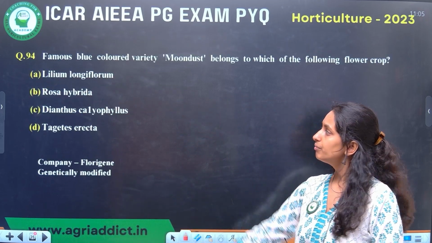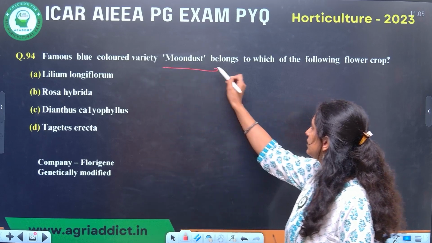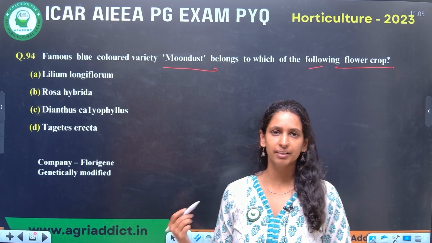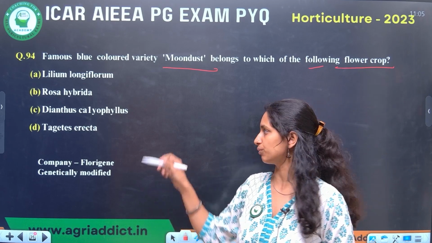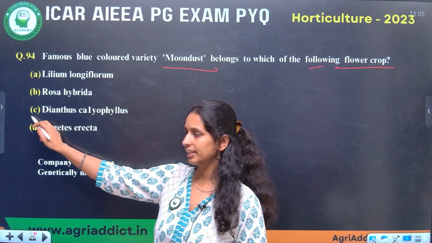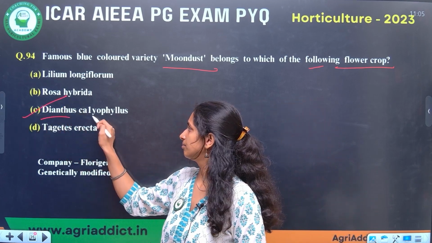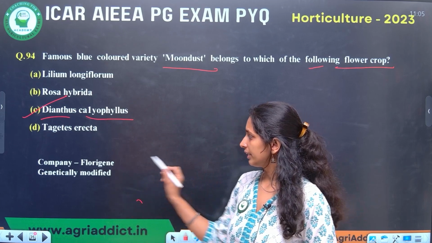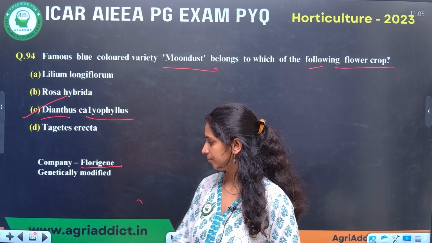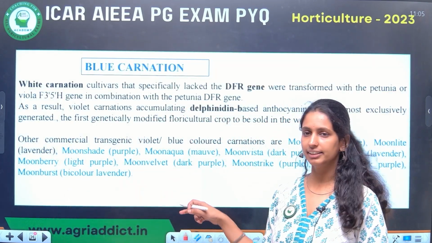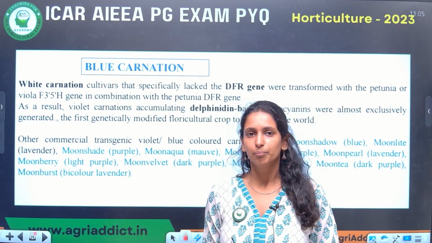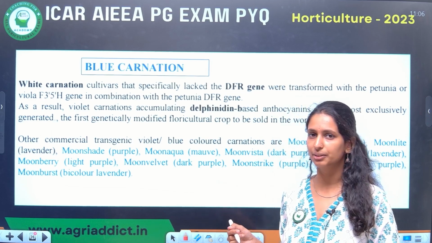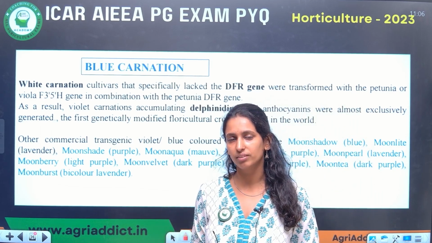Next question, the blue colored variety Moon Dust belongs to which of the following flower crops? Very easy question. Moon Dust is a very famous variety released in which crop? That is carnation, Dianthus caryophyllus. This is the first genetically modified flower crop, so it is very important. It is released by the Florigene company. Here I have added a few details about the blue carnation because historically it has a lot of importance. So they may ask other questions related to this if they want to ask in a slightly more advanced way.